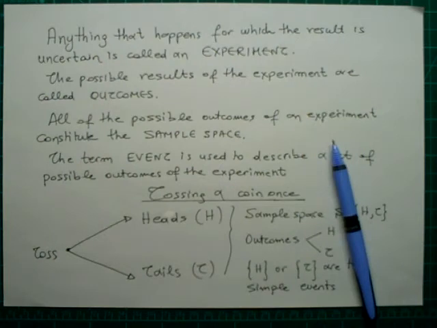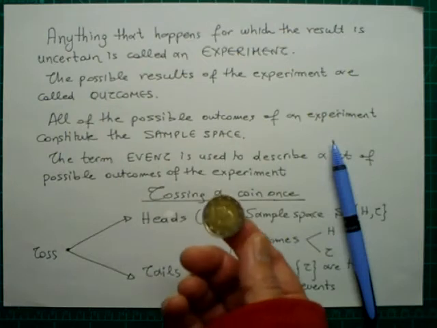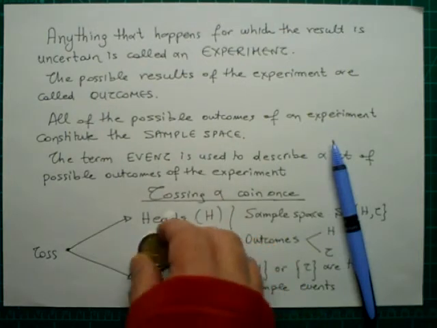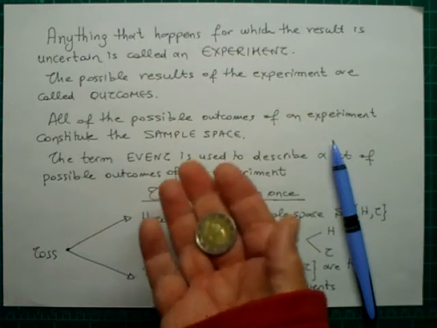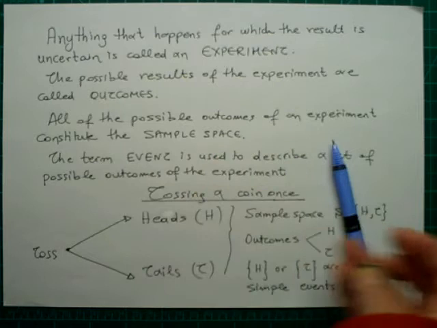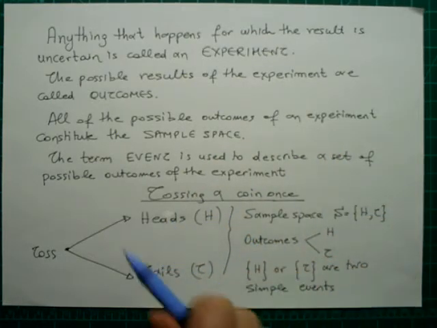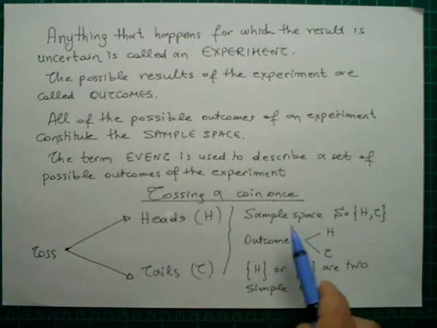Hello friends, today we are going to talk about basic principles of probability. Let's start with a simple experiment of tossing a coin. What are the possible outcomes? They could be heads or tails. They are H or T. These are the possible outcomes of tossing a coin once.